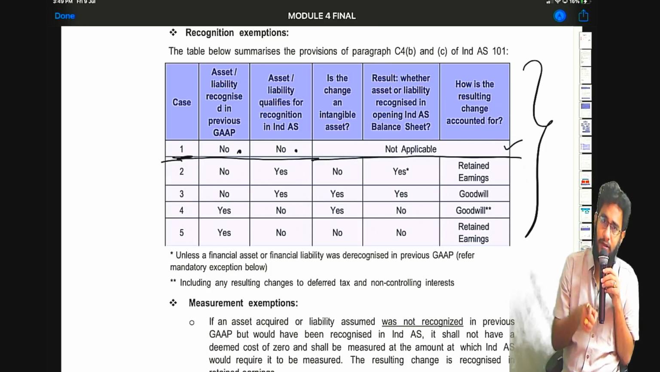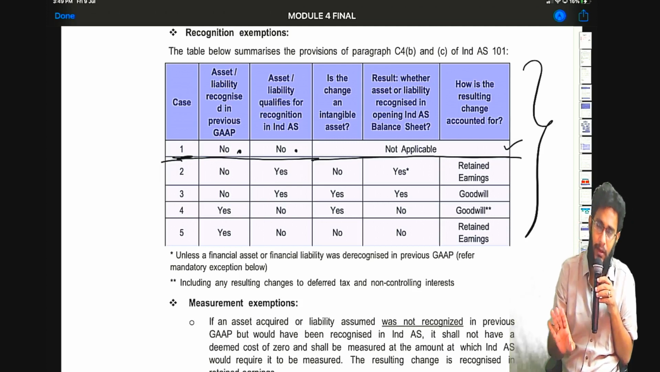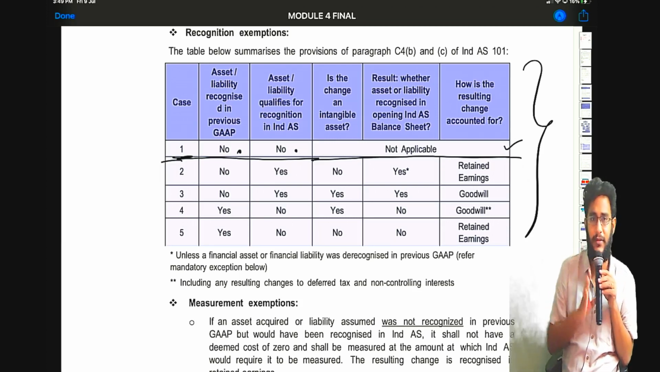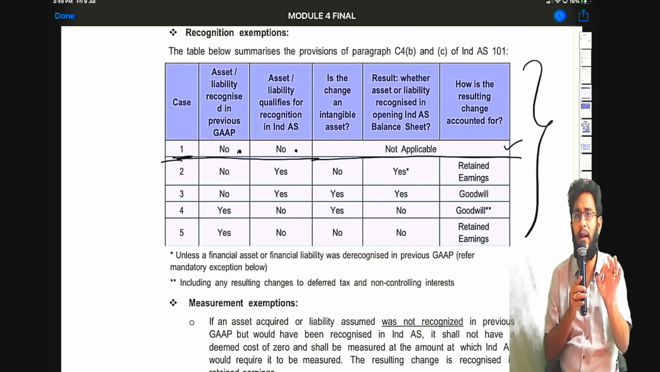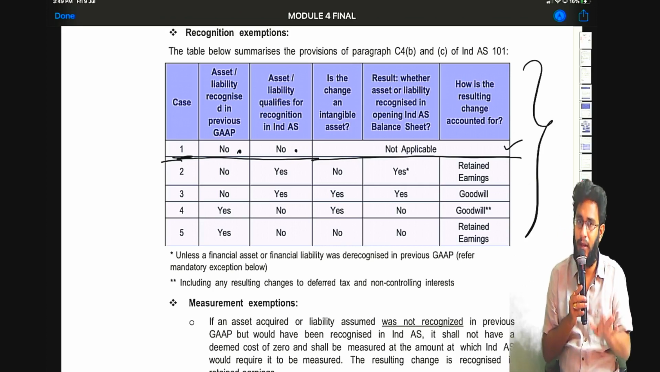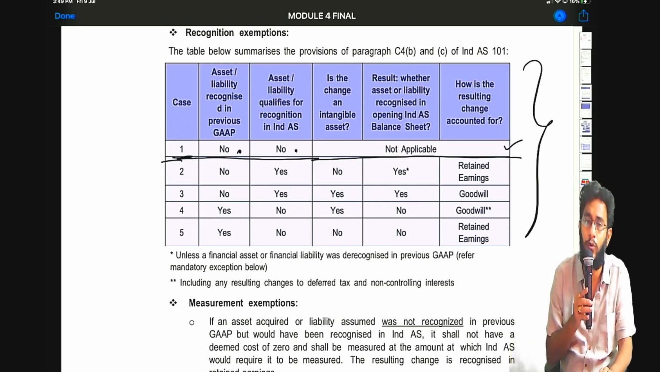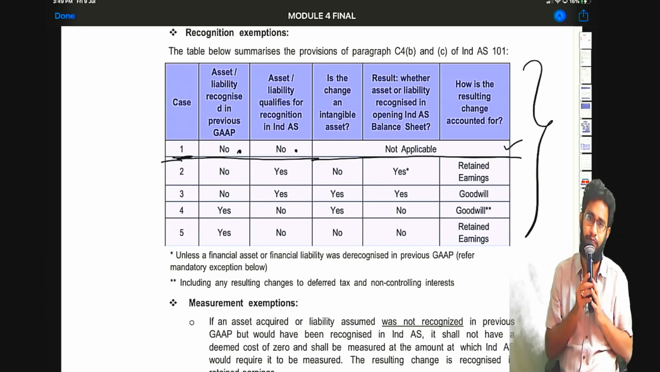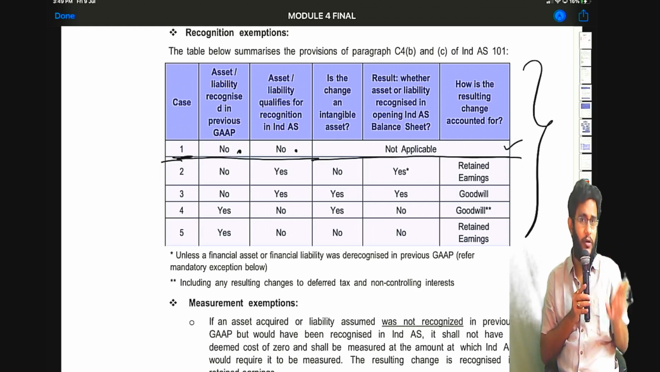You recognize a new asset, you remove an asset, or you recognize a new liability, or you remove a liability. Correspondingly, effects must be given to retained earnings, except when you are recognizing an intangible asset or de-recognizing an intangible asset. If intangible asset related adjustments are happening, then the corresponding effect should not go to retained earnings. It should be adjusted against goodwill or capital reserve. So the general principle holds good, but there is an exception.